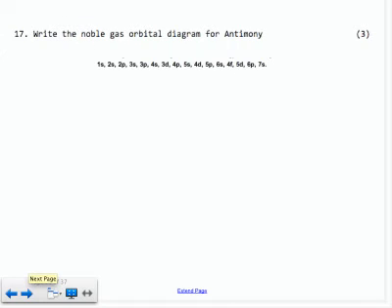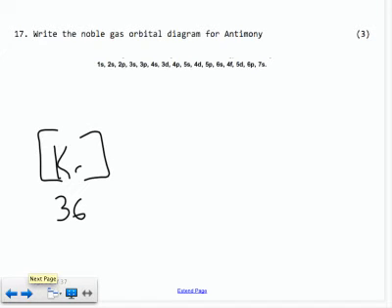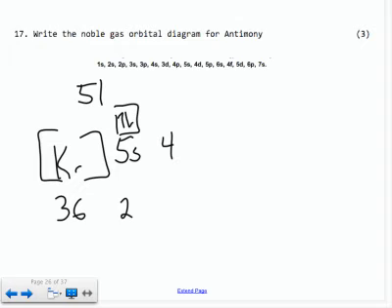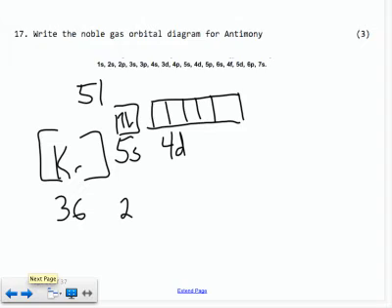So to do the noble gas orbital diagram, we're going to start the same way we did in the noble gas notation, which is with the element krypton in brackets. And remember, that's number 36. We're trying to get to element 51, not to be confused with area 51, and we're going to start after krypton with 5s, and we're going to put the box with 2 electrons, so that's another 2, followed by 4d, which is the big one with 5 boxes. 1, 2, 3, 4, 5 boxes. 1, 2, 3, 4, 5, 6, 7, 8, 9, 10.